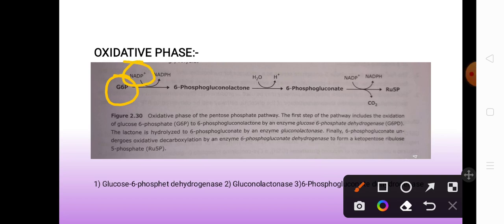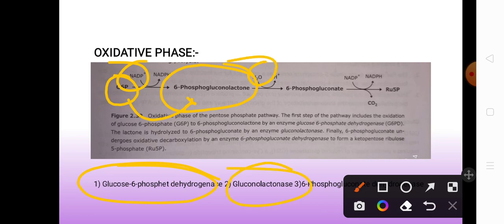Remember that in the glycolytic cycle, NAD plus was involved, and in this pentose phosphate pathway, we are going to see the case of NADP plus. The enzyme involved here is glucose 6 phosphate dehydrogenase, which will convert glucose 6 phosphate into 6 phosphogluconolactone. Then there will be a hydrolysis reaction in the presence of water and the enzyme gluconolactonase, which will convert 6 phosphogluconolactone into 6 phosphogluconate.